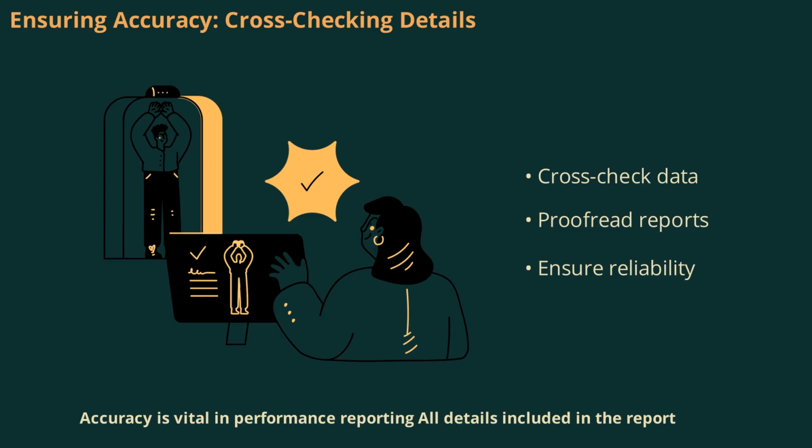Accuracy is vital in performance reporting. All details included in the report should be cross-checked to ensure reliability. Proofreading is especially important if the report will be used externally. Reliable data builds trust and supports sound decision-making, while errors can undermine the report's value and credibility.